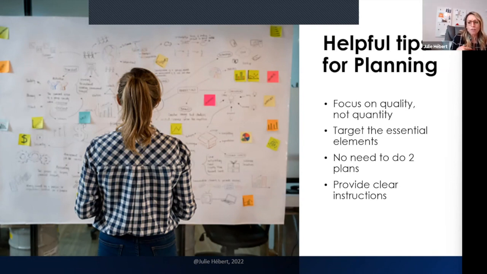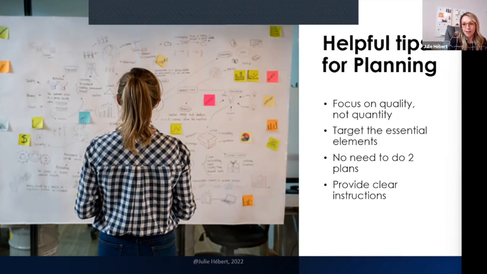The first thing to keep in mind when you plan a dual mode teaching course is to focus on quality, not quantity. You need to target the essential elements. Knowing that the pace of class will be slower, choose wisely the content to cover. Think of adding more activities to allow them to assimilate the information rather than adding new content.